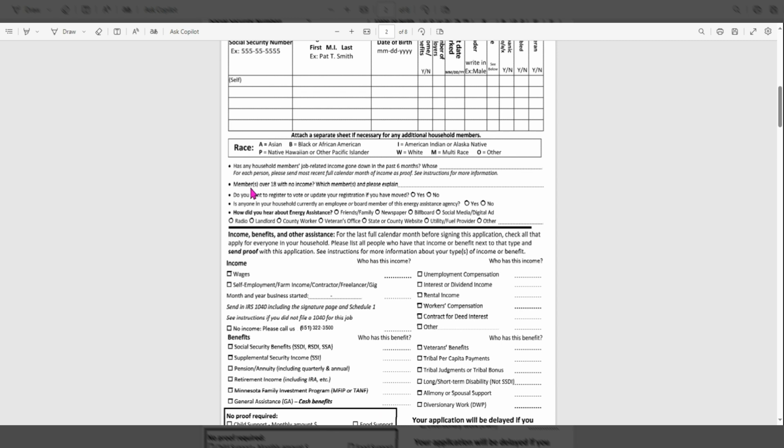We also ask some more additional questions here you can feel free to answer, like are there members in your household without income who are over the age of 18? Would you like to update your voter registration? Is someone in your household a board or employee member of the Energy Assistance Agency? And how did you hear about our program?